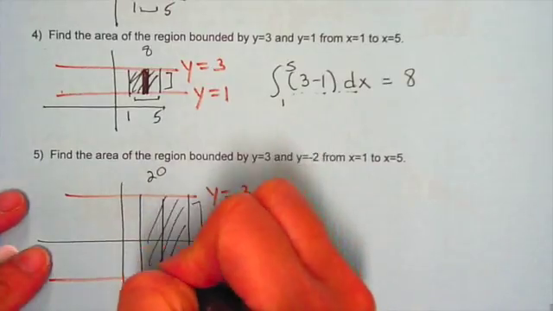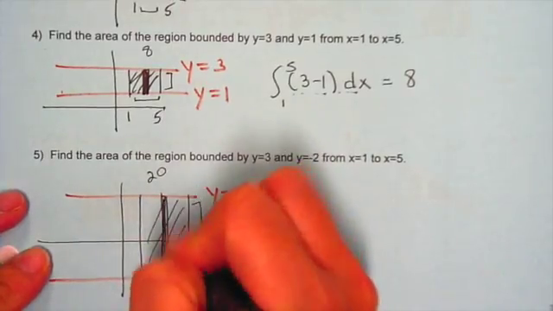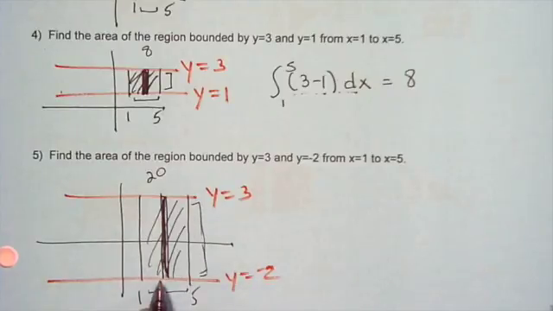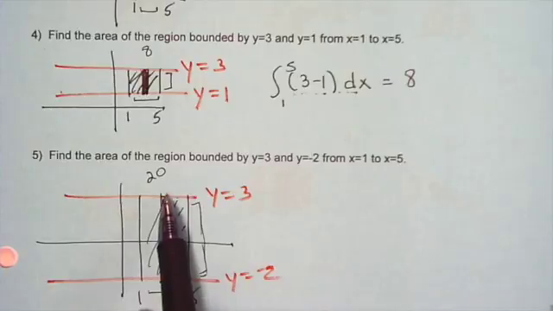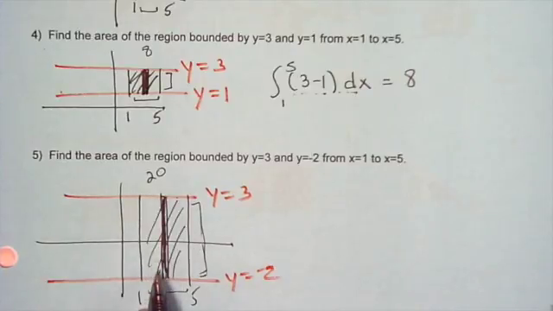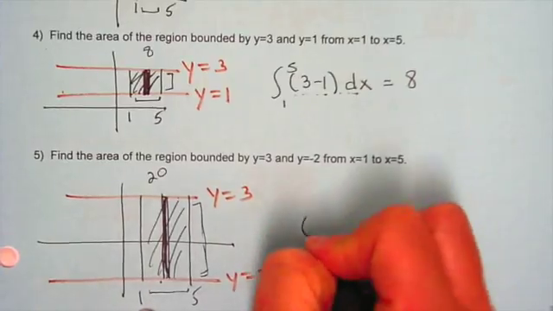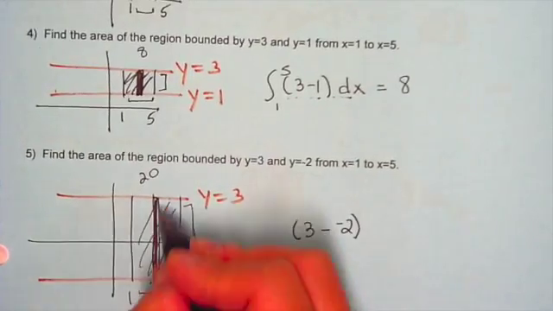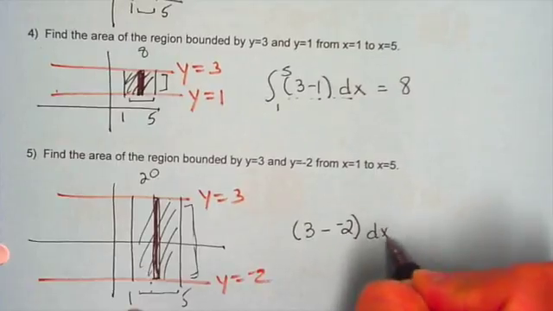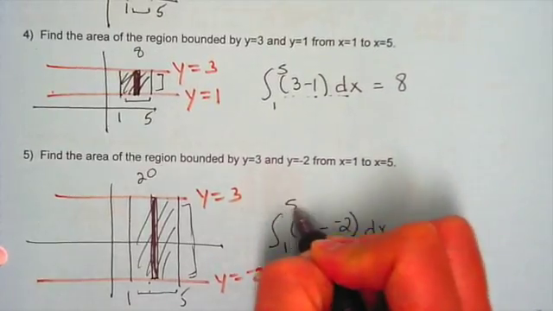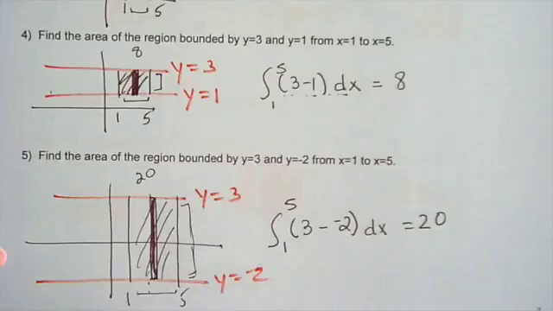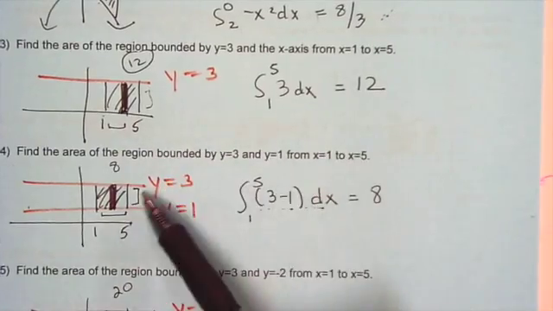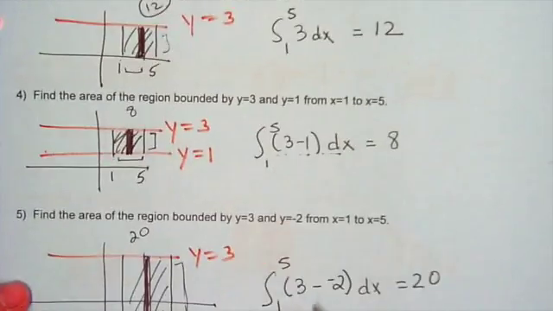What I recommend is draw in one rectangle and think about what the height of that rectangle is. It's really 5. The way that you're coming up with the 5 is it's the 3 minus a negative 2. So I'm going to write it like this, which I know is the same as 5. That's the height. The width is dx. Bounds are still going from 1 to 5. And if you do this in the calculator, you will get 20. Hopefully you see a pattern for what's happening to get to the height of this rectangle.